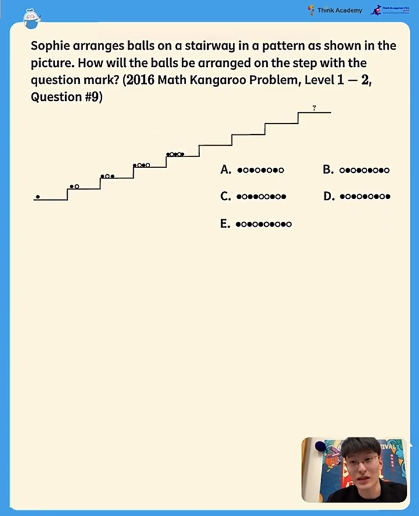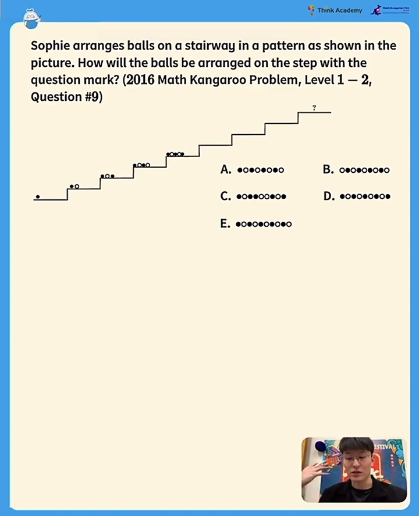Oh, this one is a really classic Math Kangaroo question, and I guess it's one of the most interesting ones to solve. Again, I will give you some time to read the question. If you want to stop here, yes, you can pause it, and then I will read the question for you again. Sophie arranges balls on a stairway in a pattern as shown in the picture below. How will the balls be arranged on the step with the question mark, everyone?